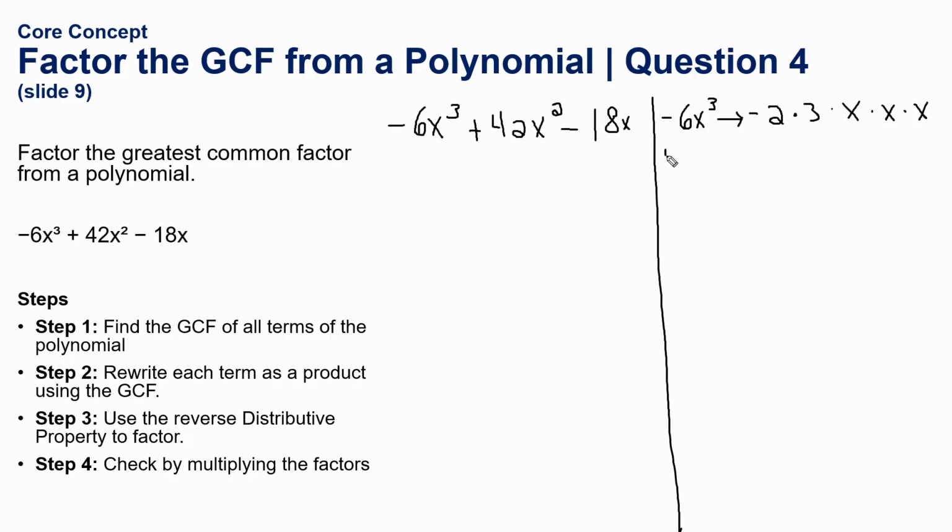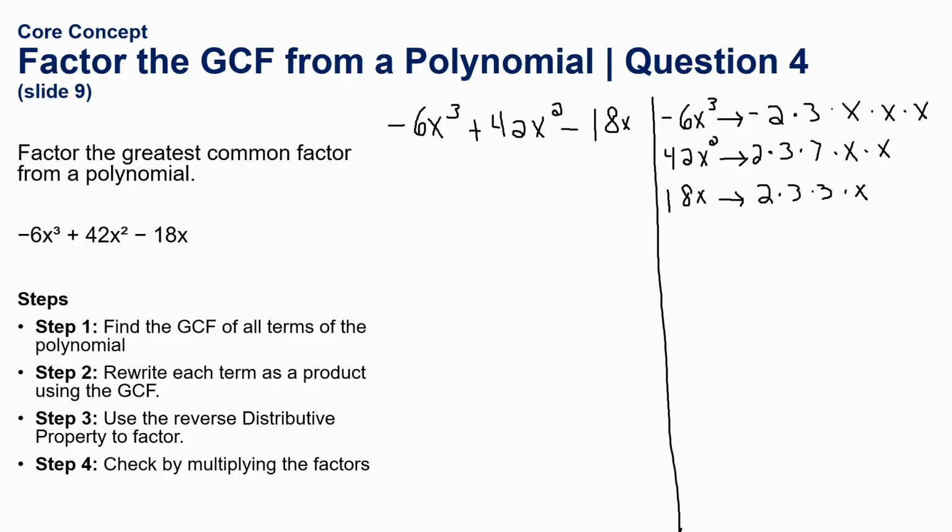And then we have 42x squared here. So 42 is going to be 2 times 3, which is 6, times 7, which is 42, times x, and then 18x is going to be 2 times 3 times 3. 2 times 3 is 6, 6 times 3 is 18, and then we have an x left over here as well.